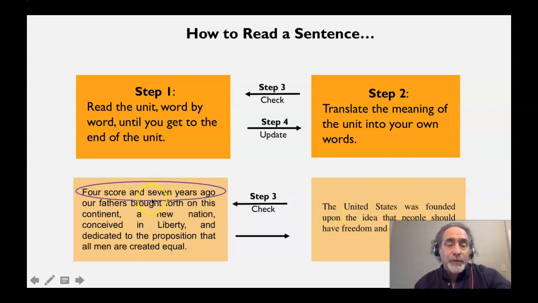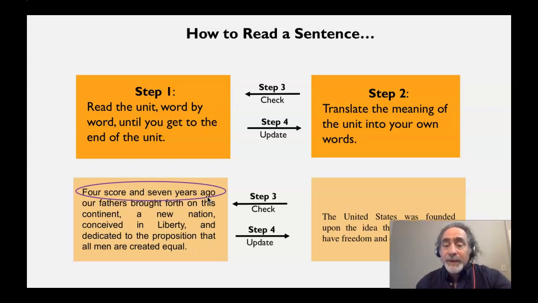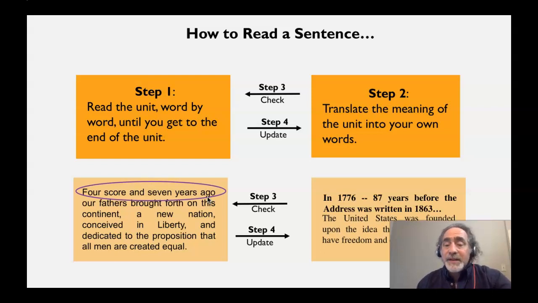Well, what about this 77 years ago? I mean, ordinarily, I would think that would be such an important thing to include. But we do know that the Gettysburg Address is quoted all the time, and 77 years ago may actually be important. Let's translate it. What does that mean? Well, it means in 1776, 87 years before the address was written in 1863.